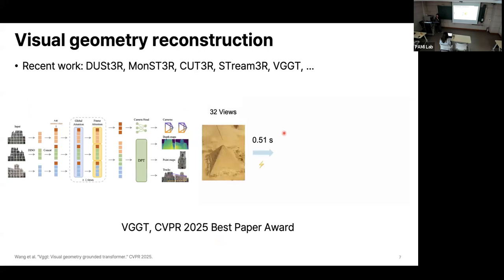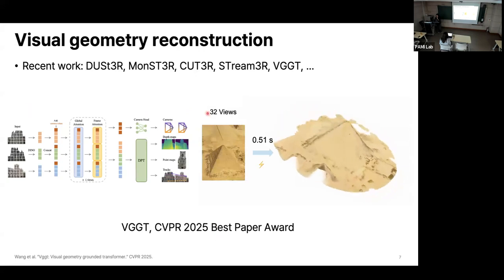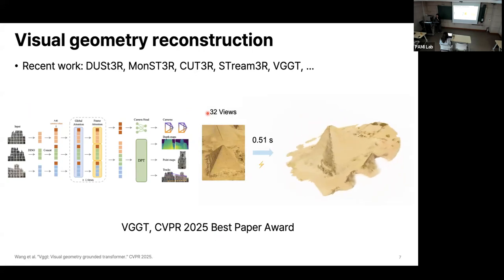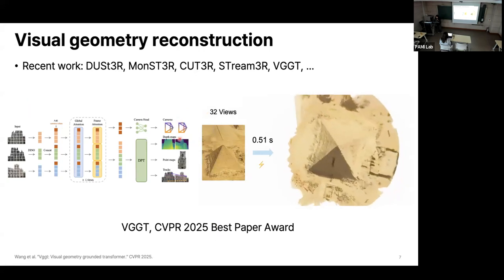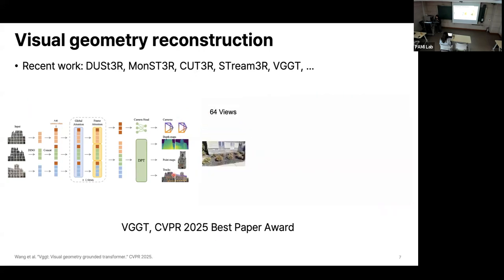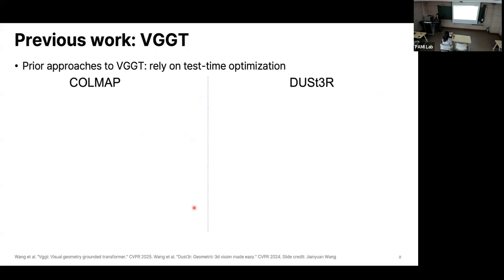VGGT is a new framework for visual geometry reconstruction. It is also a feedforward neural network which can directly infer key 3D attributes such as camera pose, depth maps, point maps, and correspondences. This is the state of the art in this field prior to this paper, and VGGT is the baseline of this seminar paper, so I would like to introduce it in more detail.